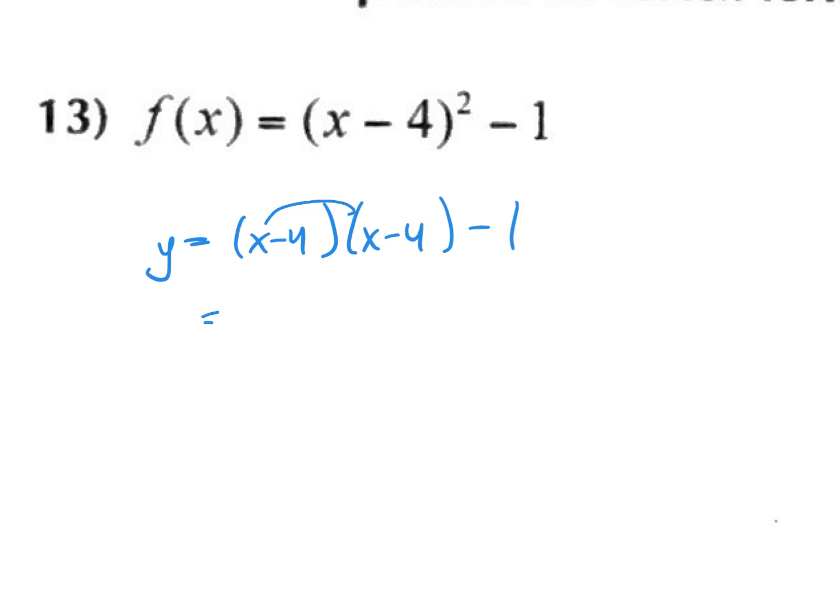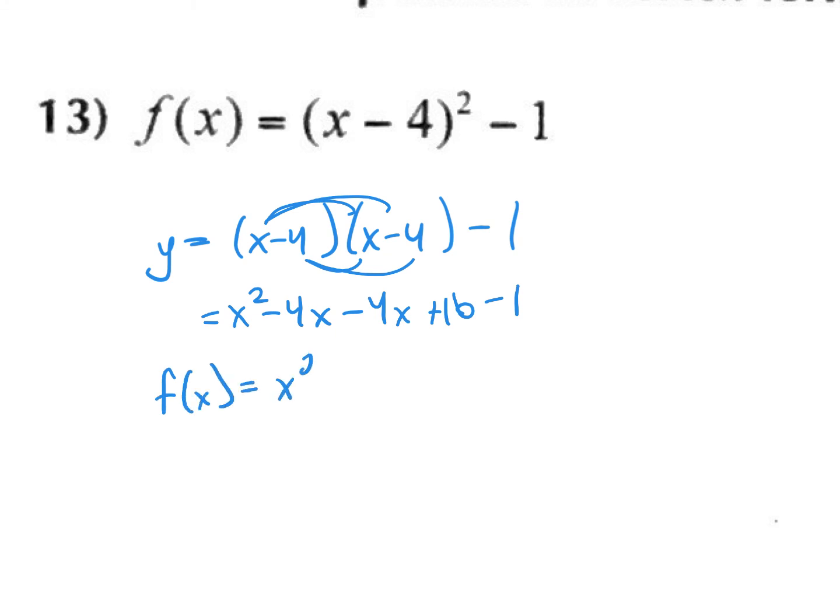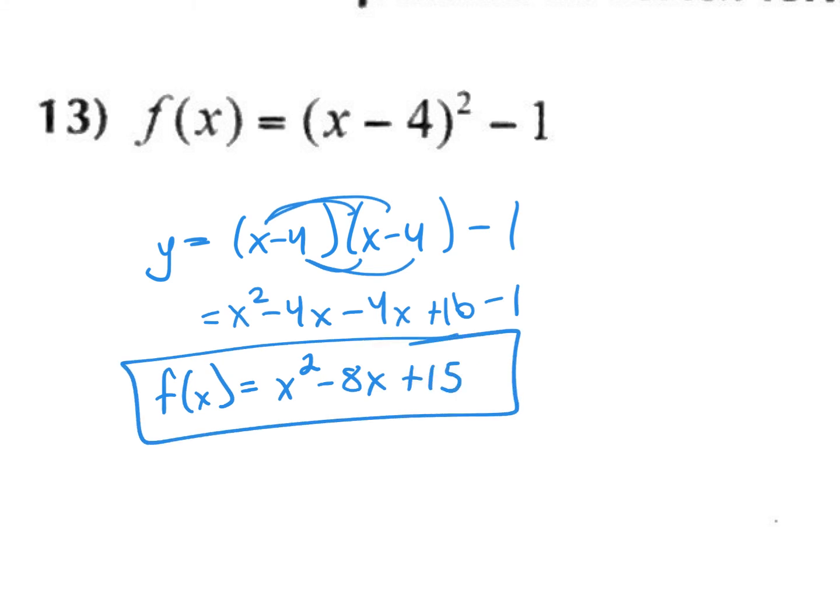x times x is x squared. x times negative 4 is negative 4x. Negative 4 and x is negative 4x. Negative 4 times negative 4 is 16, then minus 1. So in standard form, this would be x squared minus 8x plus 15. But you're not going to have that on the quiz. I know you guys know how to multiply. All I'm asking you to do, excuse me?